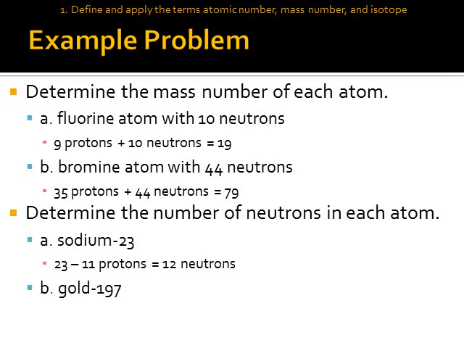Gold 197. Again, find gold on the periodic table. You'll see that its atomic number is 79. So that tells you it's 79 protons. To find the number of neutrons, I will subtract the mass number, 197, minus the number of protons, 79. That will leave us with 118 neutrons.